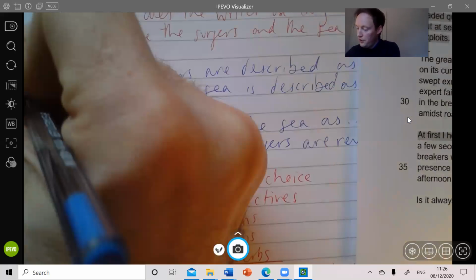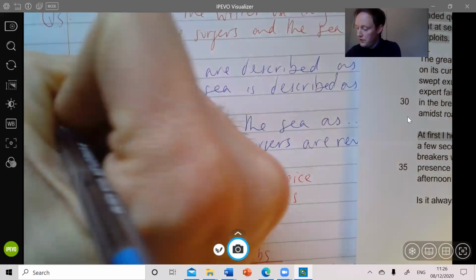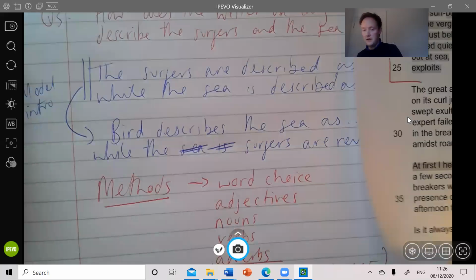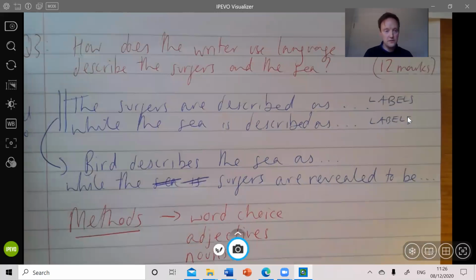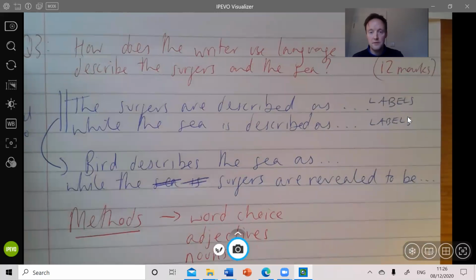Up here is our model introduction. Let's move that out of the way. Move my face out of the way of the top right of the screen. The surfers are described as, has become, Bird describes the sea as, while the surfers are revealed to be.